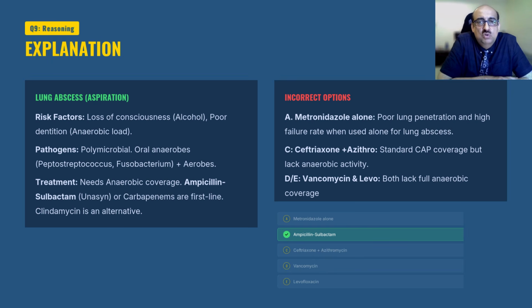Ceftriaxone and azithromycin in combination, you would consider standard community-acquired pneumonia coverage in most parts of the world, but they lack anaerobic activity. The same goes for options D and E. Vancomycin has decent gram-positive coverage, but lacks gram-negative anaerobic coverage. Levofloxacin again has only intermediate activity, but not proper anaerobic coverage at all. So the best option is ampicillin sulbactam.